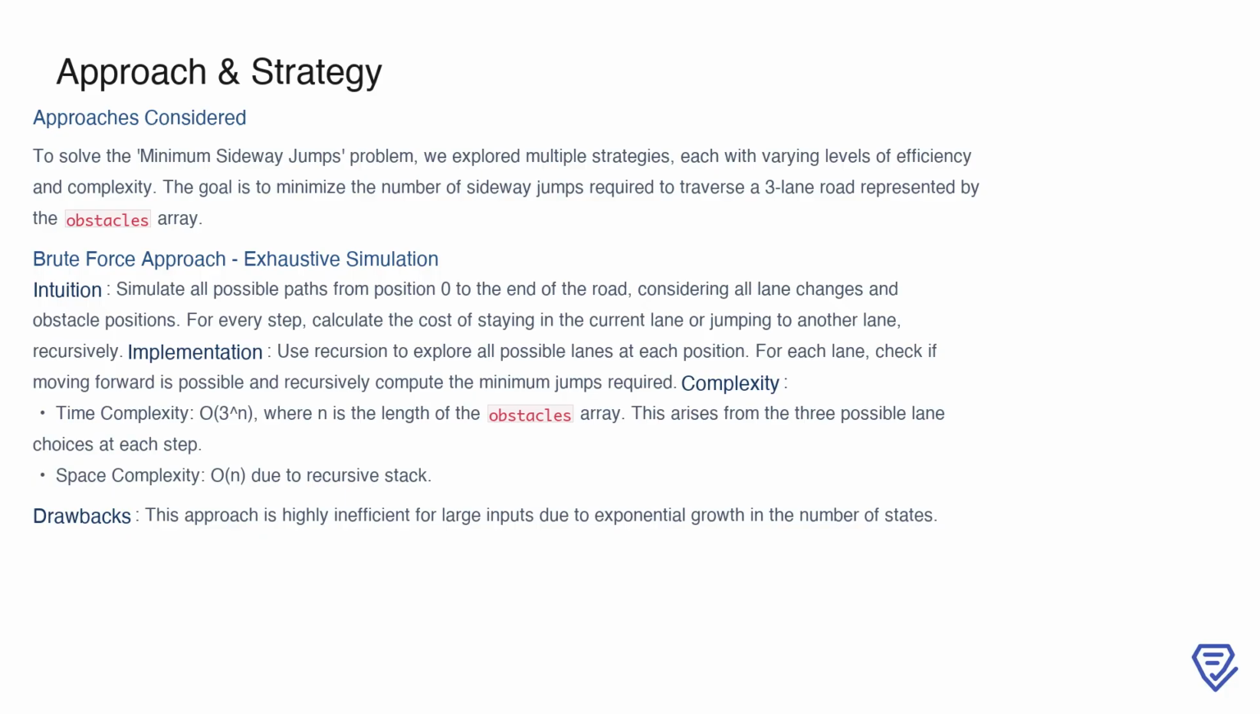At each step, we evaluate the cost of either staying in the current lane or jumping to another lane, and this is done recursively for every possible scenario. While this method is intuitive, it involves exploring all combinations of lane changes, leading to an exponential growth in the number of states.